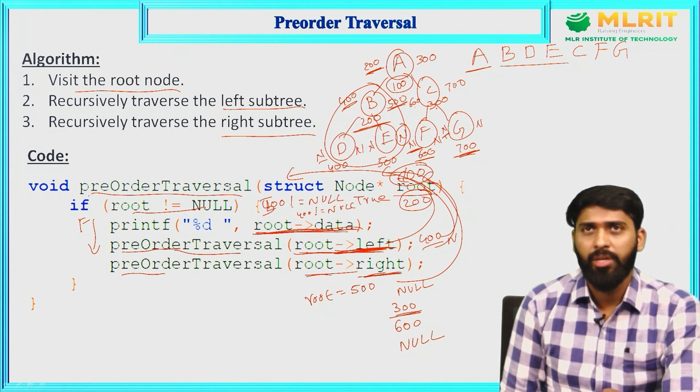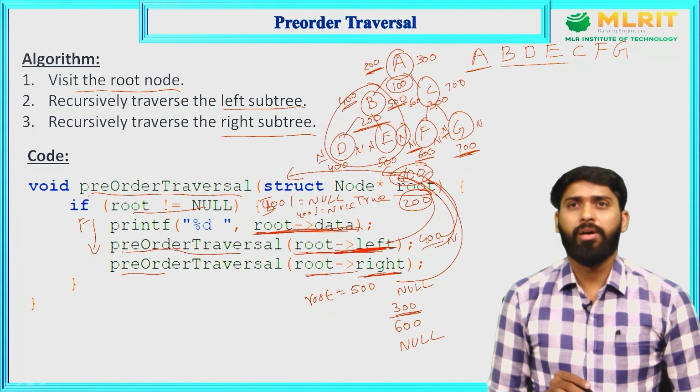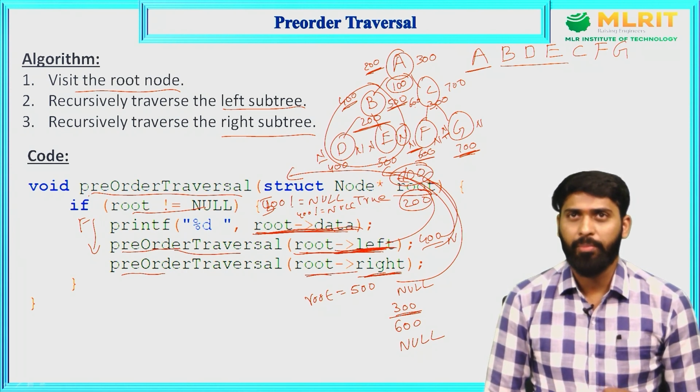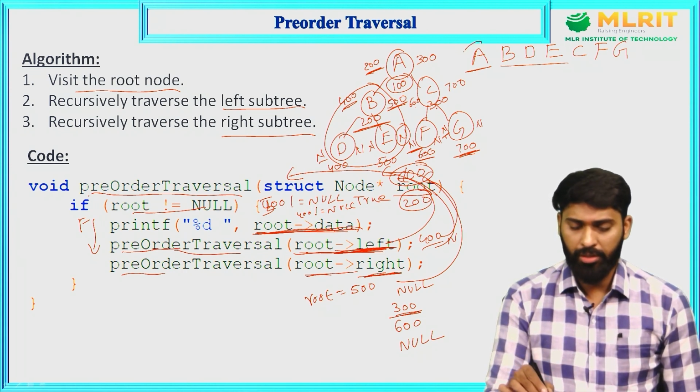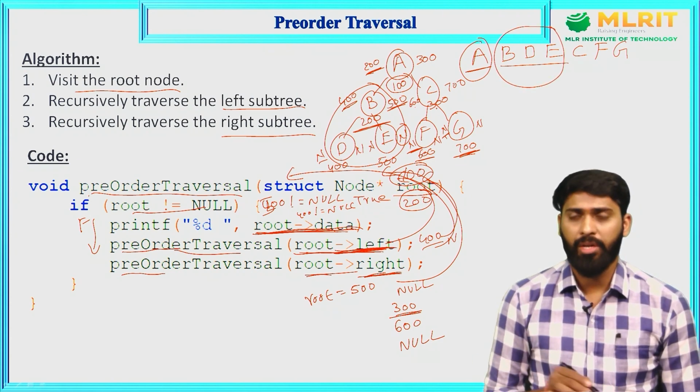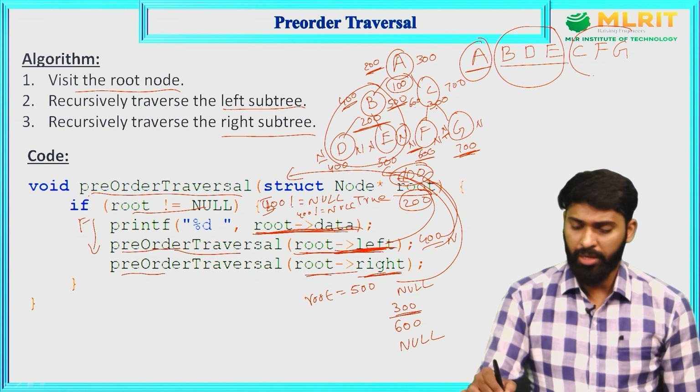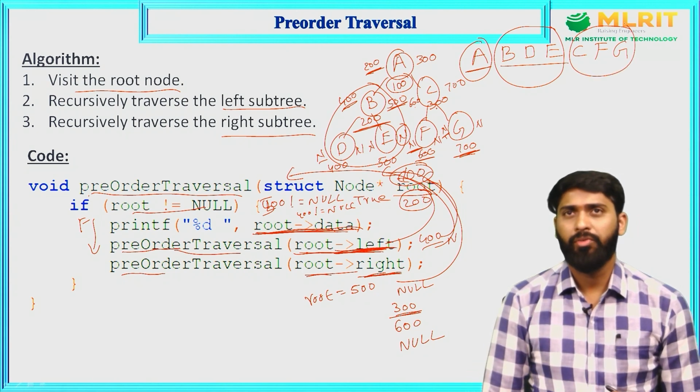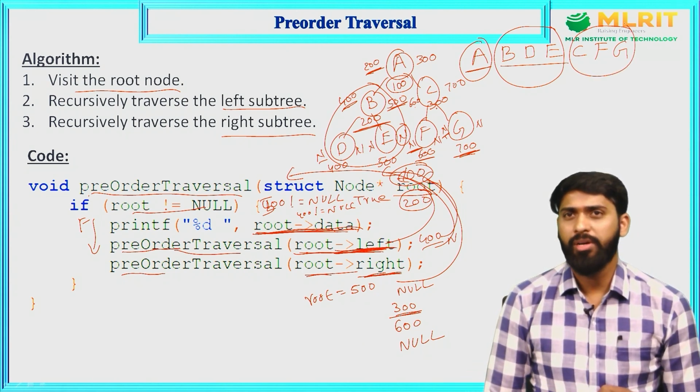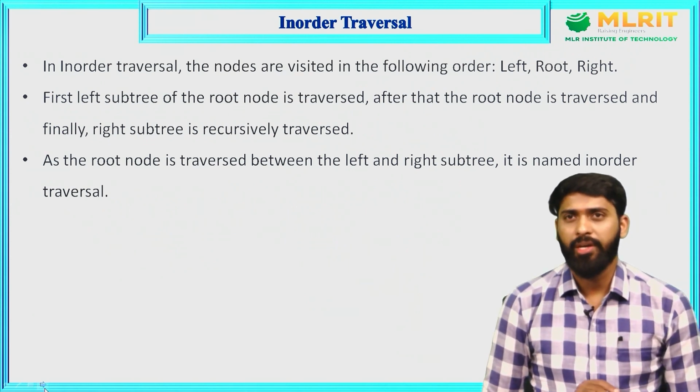Okay, that is it. Now, all the recursive functions will be terminated. If you observe, this is the root. These are the elements present in the left subtree, and these are the elements present in the right subtree. Okay, it is pre-order traversal. Now, next one is in-order traversal.